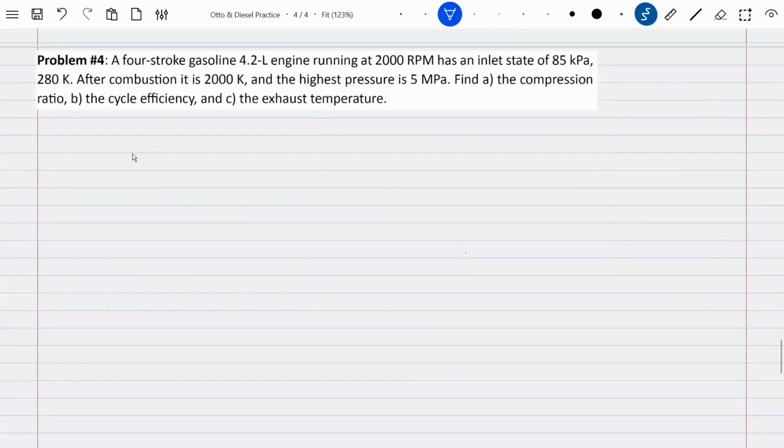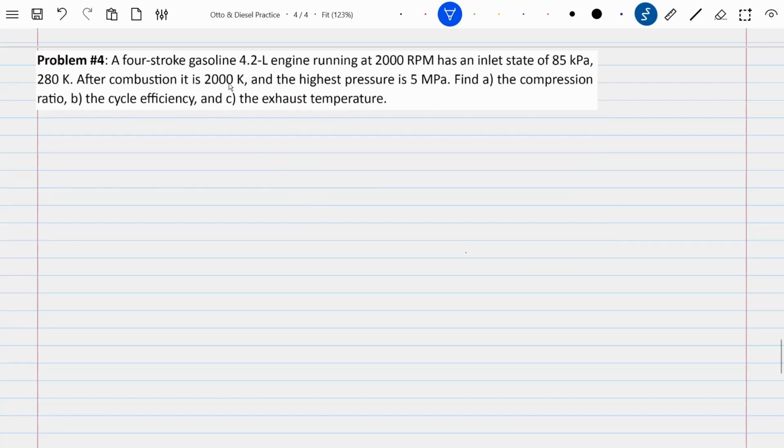Okay, so problem 4, we are again looking at a gasoline engine. This engine is running at 2000 RPM. The inlet state is given to us. After combustion, the temperature of air is also given, 2000, and we are tasked to find the compression ratio, cycle efficiency, and the exhaust temperature if the highest pressure is 5 megapascals.